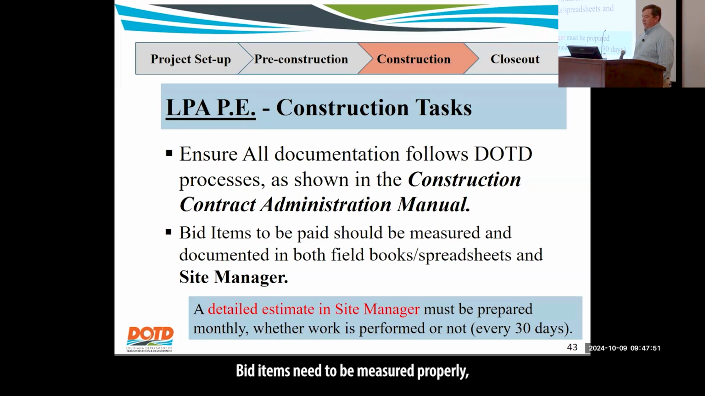Bid items need to be measured properly. Don't go out there and say we put down 57 cubic yards of concrete. Well, it wasn't a cubic yard item, it was a square yard item, so you might have to go back out and figure up, oh yeah, it was an 8-inch deep patch, but it's based on square yards because we already had the depth in that item. So make sure you're aware of those.